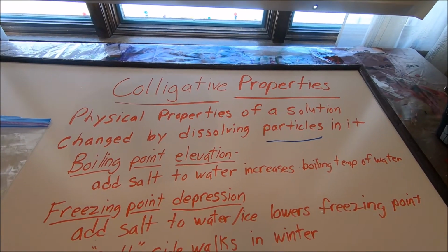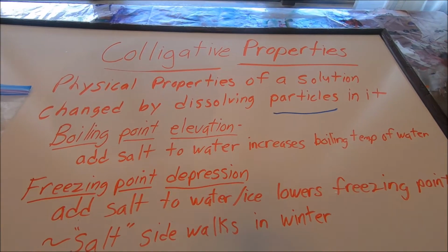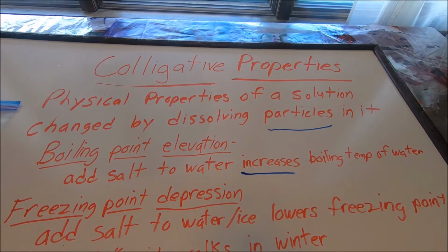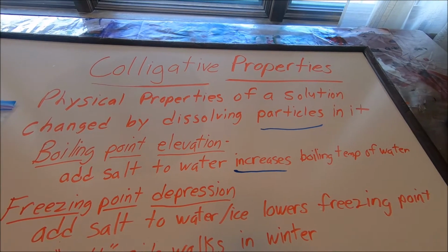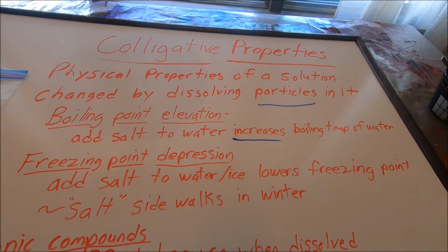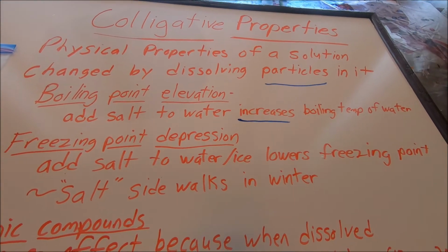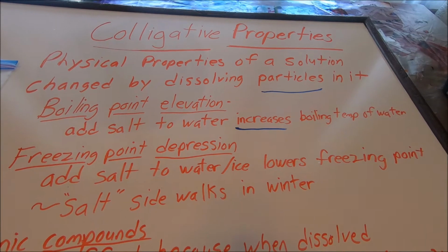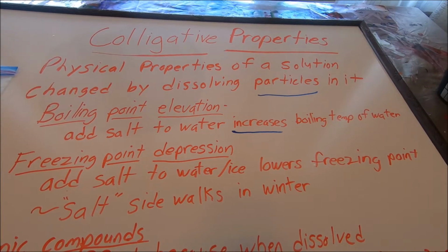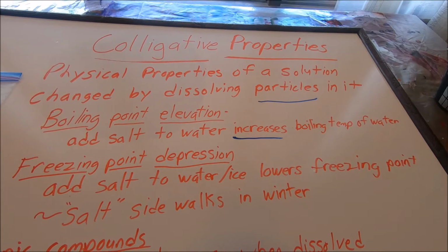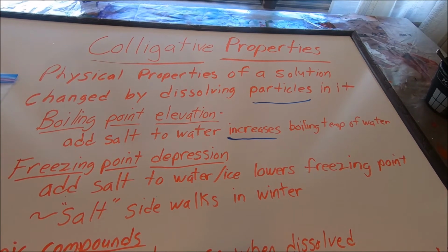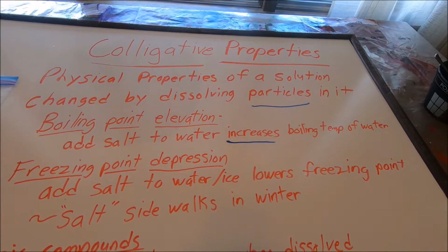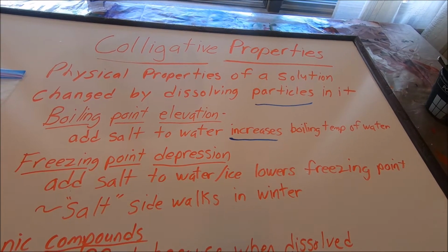To start us out, two ideas. Boiling point elevation increases the boiling point of the substance, so if you put salt in water, you'd actually increase the boiling point during cooking. Freezing point depression is the idea that adding salt to water or ice lowers the freezing point. We "salt" sidewalks in the wintertime because salt allows that freezing point to be lowered, and as it's lowered, it allows ice to melt on those sidewalks.